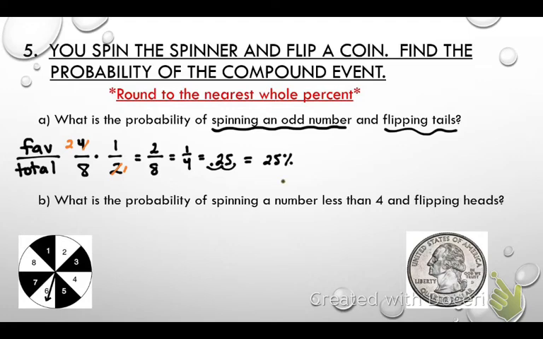25%. What do you think? Do you think it's going to happen? No. It's unlikely. It is unlikely that that would happen either.